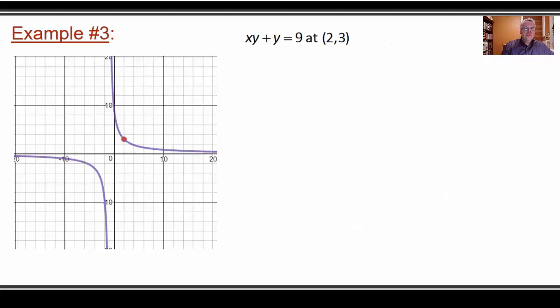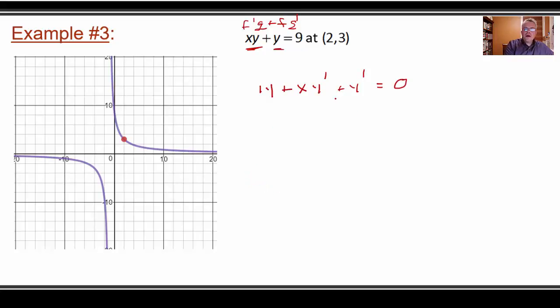What else can happen? Let's use the product rule for this one. So remember, the product rule is f prime g plus f g prime. All right, so f is x here. So f prime would be 1 times g, which is y, plus f, which is x, times g prime, which is y prime. That's the derivative of that. Plus, we need the derivative of y, that's y prime, equals the derivative of 9, which is 0.